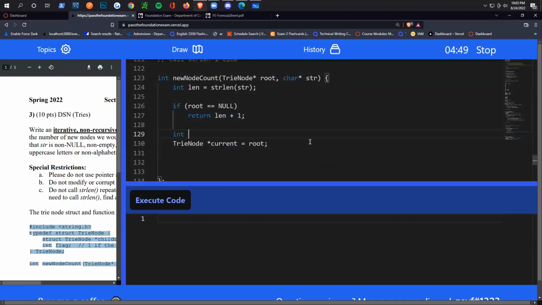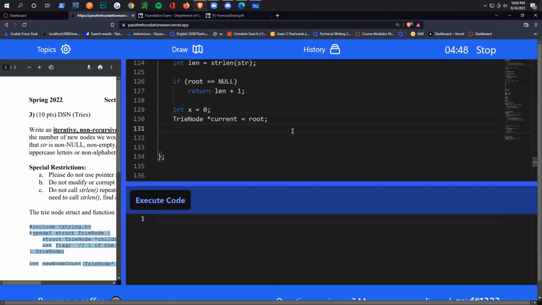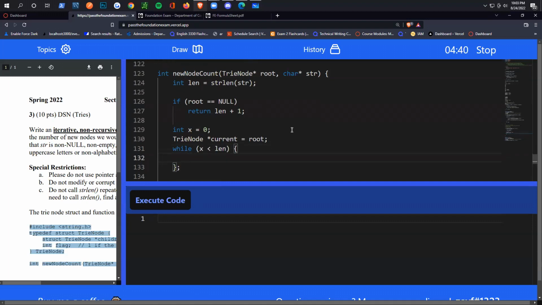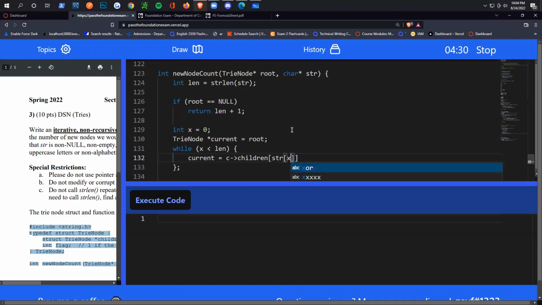So we're going to have our index, let's call it X. And now at this point, while X is less than length, because we don't want to go over the word. Now what we're going to end up doing is moving current down. So current equals current child. And how are we going to guide where we're going to go? We're going to do that based on whatever x is. So we're going to have string of x, meaning the current letter we're at, minus a, because it's all lowercase.